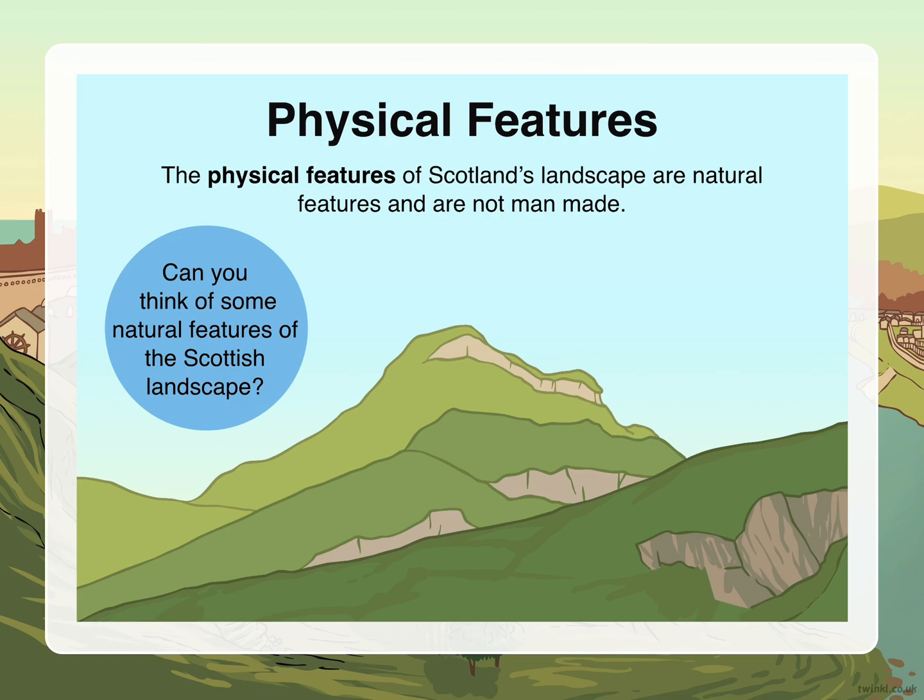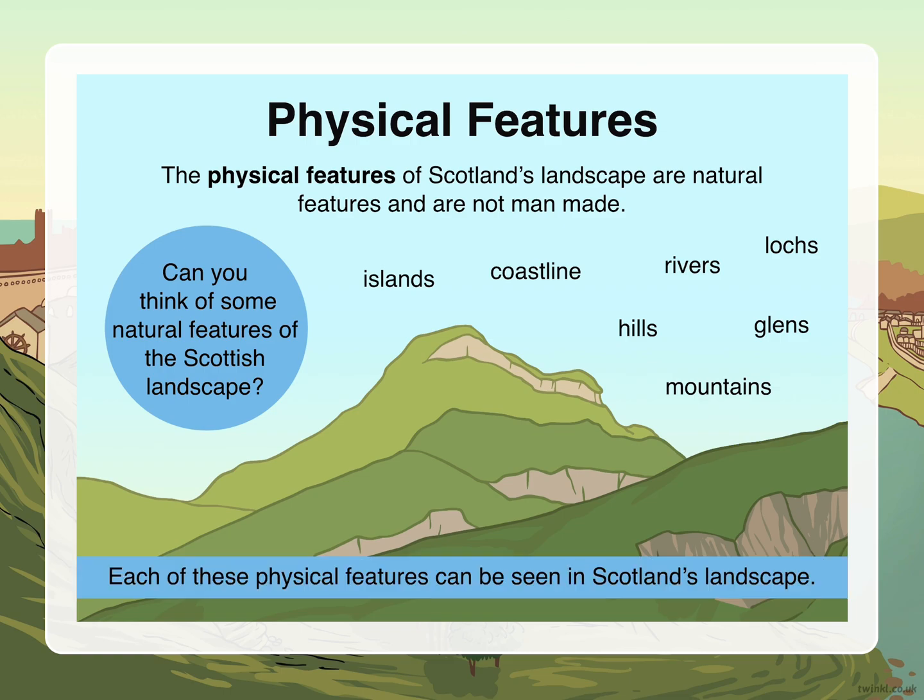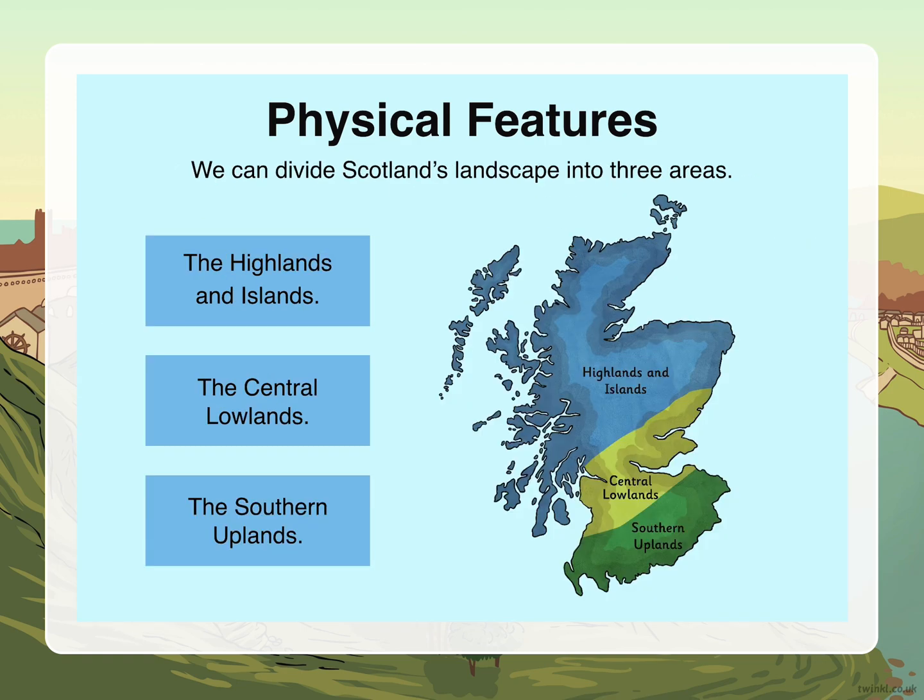Okay, welcome back, boys and girls. So, some ideas you may have come up with are islands, we have coastlines, we have rivers, we have lochs, hills, glens, mountains. Each of these physical features can be seen in Scotland's landscape. So I think Scotland's landscape is so beautiful. I love it. And we're very, very lucky to have it right on our doorstep.